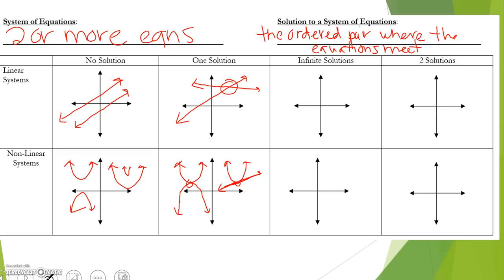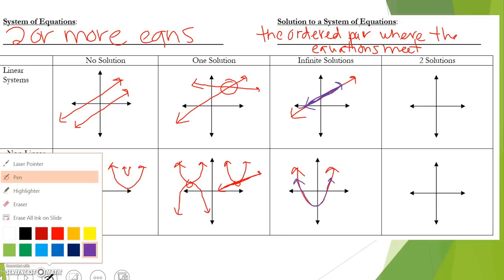Infinite solutions. These ones are sometimes kind of hard to see, but if something infinitely touches, that means that they'd be right on top of each other. So like that, there's my second line, right on top of the first. And the same thing with a quadratic, the second quadratic would just be right on top of it.